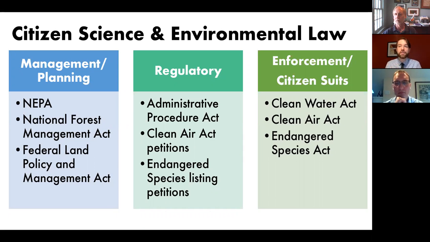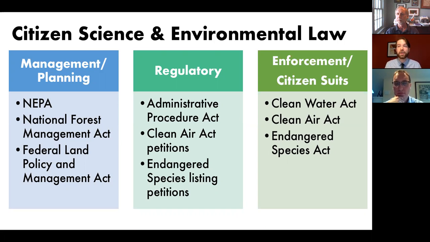And on the farthest end of the spectrum is enforcement. And this is particularly important in an era where EPA's enforcement budget and number of enforcement actions have decreased. Some of the environmental laws, the ones you see here, have citizen suit provisions that allow interested organizations or individuals to bring civil enforcement actions, to bring lawsuits if someone is violating those laws, if they're operating without a permit and polluting, if they're exceeding the terms of the permit, or if they're violating the Endangered Species Act. And you can use citizen science as evidence in these cases.